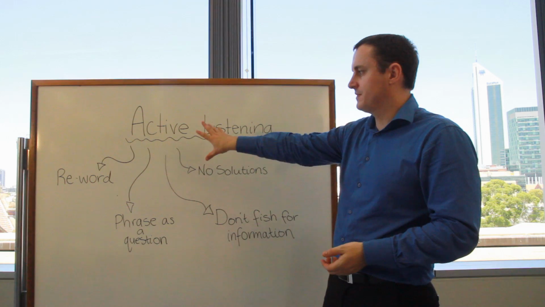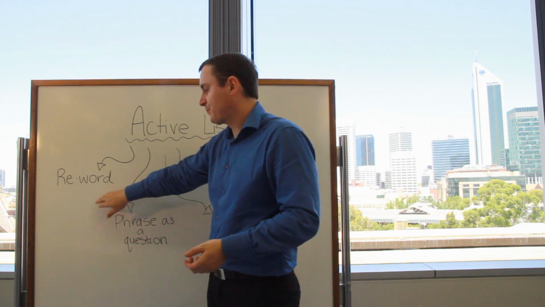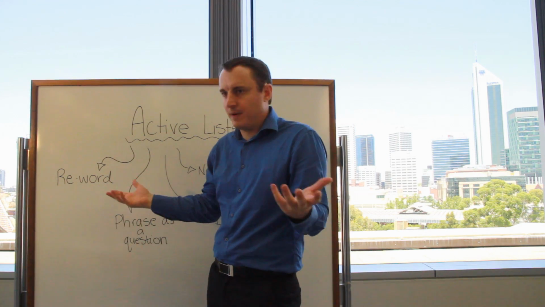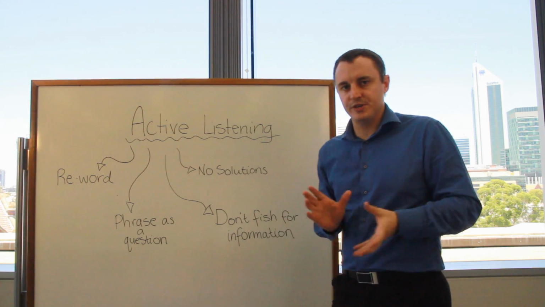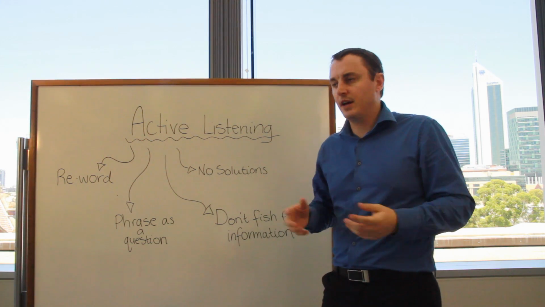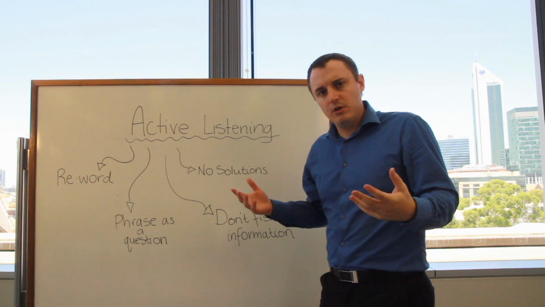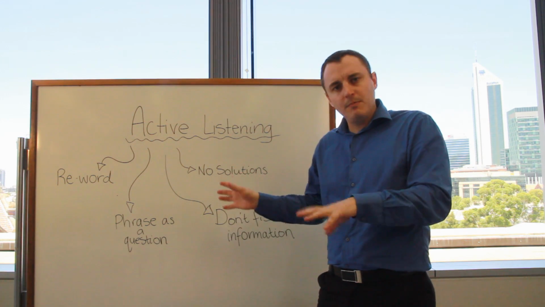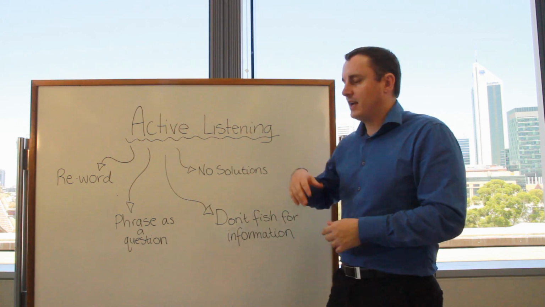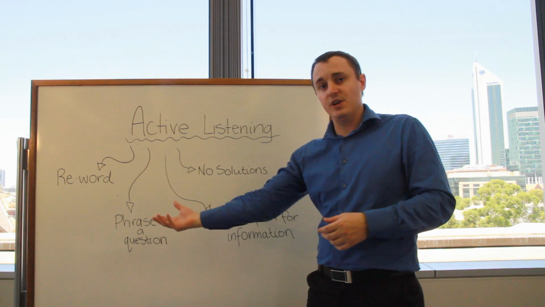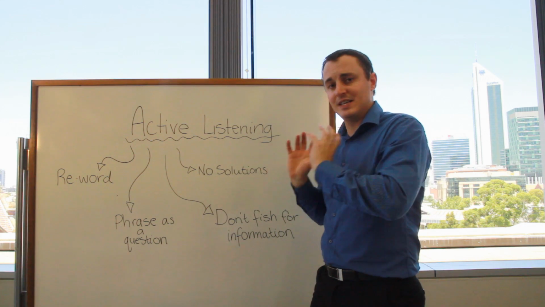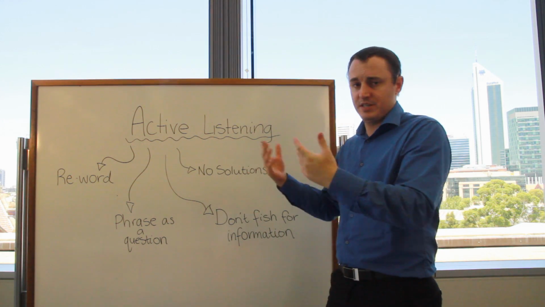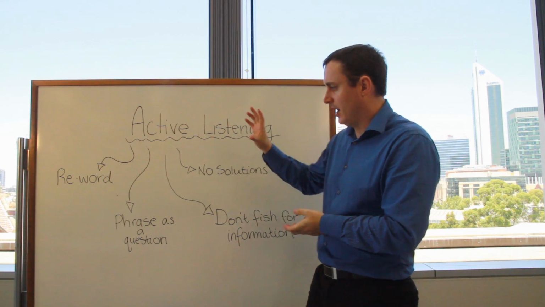The key in that sort of situation, if a student says, oh, my friends are calling me names, they won't let me play with them today, is rewording and rephrasing as a question. So you might say, oh, so your friends won't let you play today and they're being mean about it. That lets the person know that you understand exactly what they're trying to tell you, the message they're trying to get across.